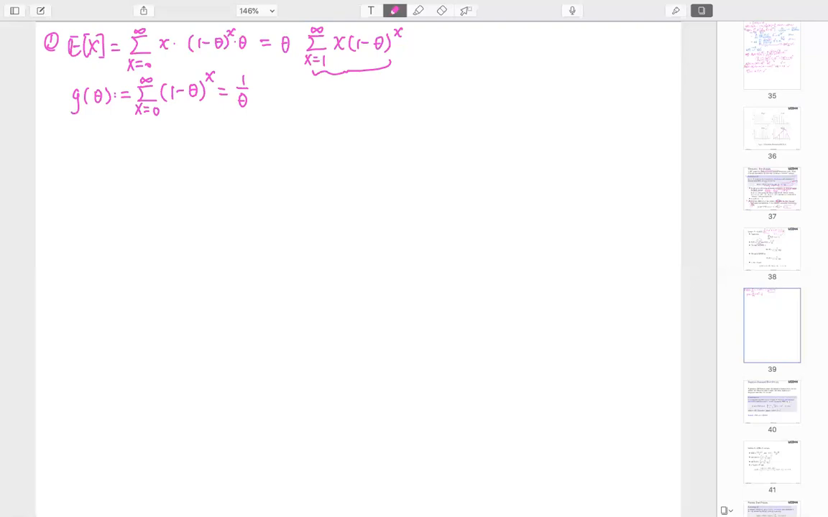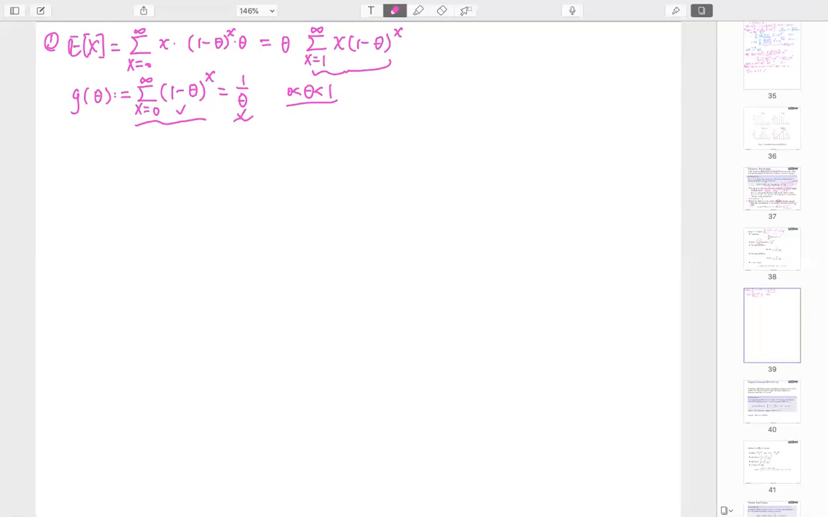Obviously, this is differentiable as long as theta is not 0. It is undefined when theta is 0. For anything non-zero, this is well defined and differentiable. So it has 2 definitions. The first definition of G is this infinite sum. The other definition is 1 over theta.